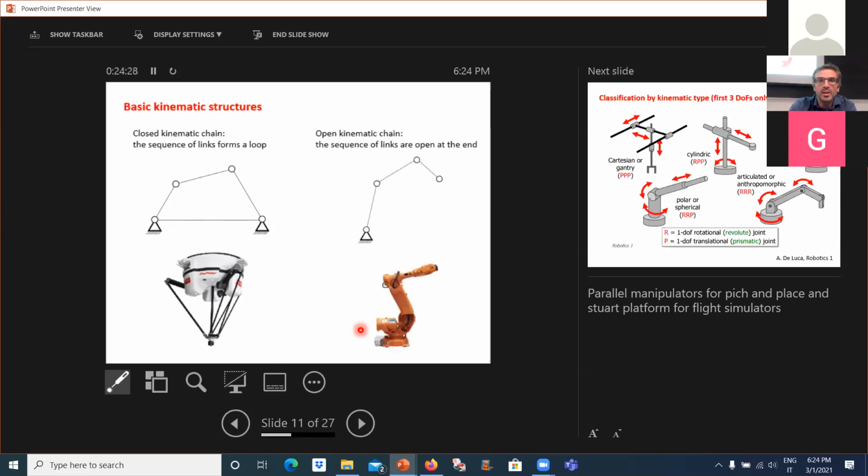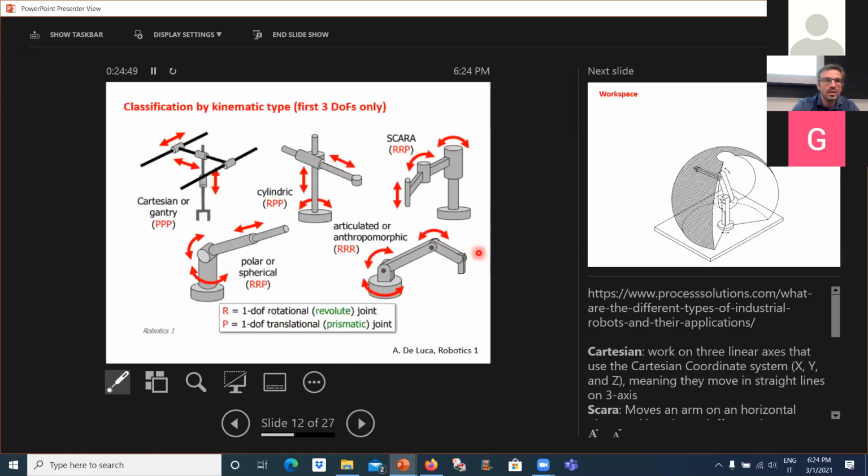Otherwise, we talk about an open kinematic chain, where the sequence of links is open at the end. And this is the case we will talk about in this course. So an industrial manipulator is an open kinematic chain, also called a serial kinematic chain. Then there's a classification about the kind of joints that we introduced.